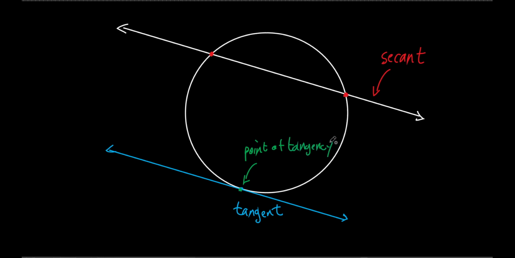Tangency. I think I spelled that right. All right, so that's the point of tangency. Everybody got it? So this is the tangent. The line itself is the tangent. The point is called the point of tangency. All right. I think that's all the definitions.